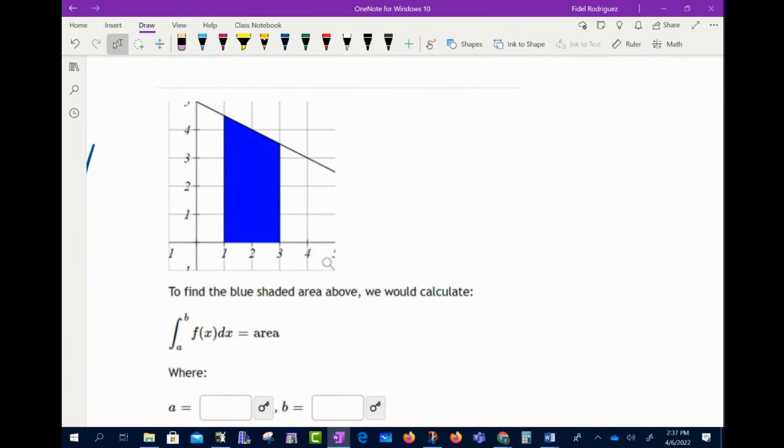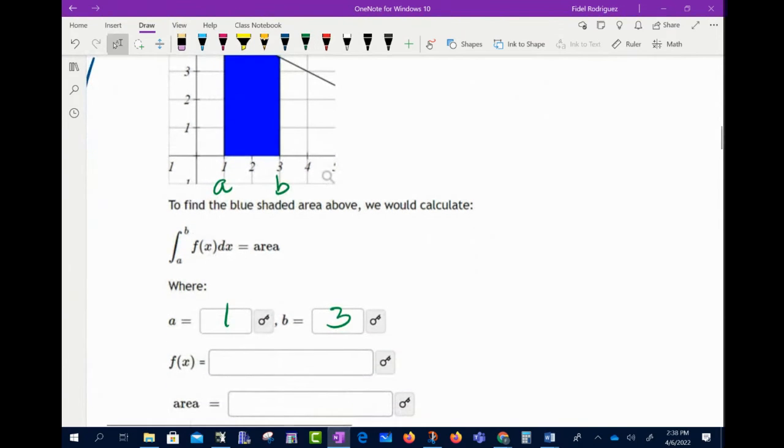Now, let's take a look at this one here. It says, to find the blue shaded area above, we would calculate this integral here. And the integral from a to b of f of x dx is equal to the area. Okay, y'all, just to give you a heads up, this is always the a, and that is always the b, okay? The a is always what we call the lower limit, the b is what we call the upper limit. So what would my lower limit here be? 1. And my upper limit would be?